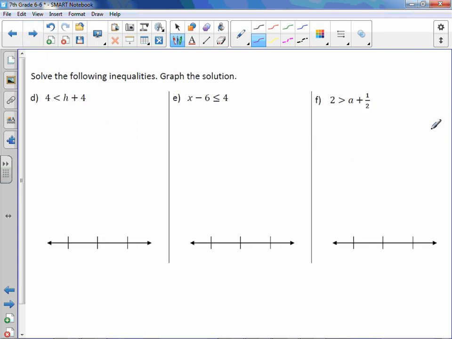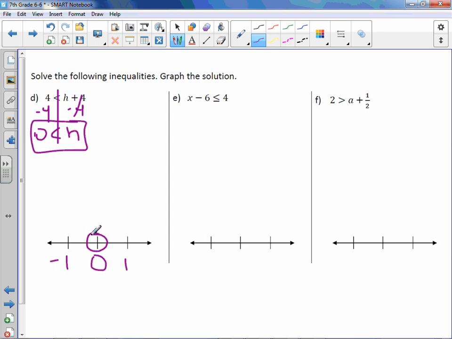Now let's try some with graphing. Still solving it the same way. To get h by itself, we're going to subtract 4 from both sides. 4 minus 4 is 0, so 0 is less than h. Now, 0 is our number that we're using for our solution, so I'm going to put 0 in the center. I'm going to go 1 above 0, which is 1, and 1 below 0, which is negative 1. It is the less than symbol, so I know it's an open circle on 0.